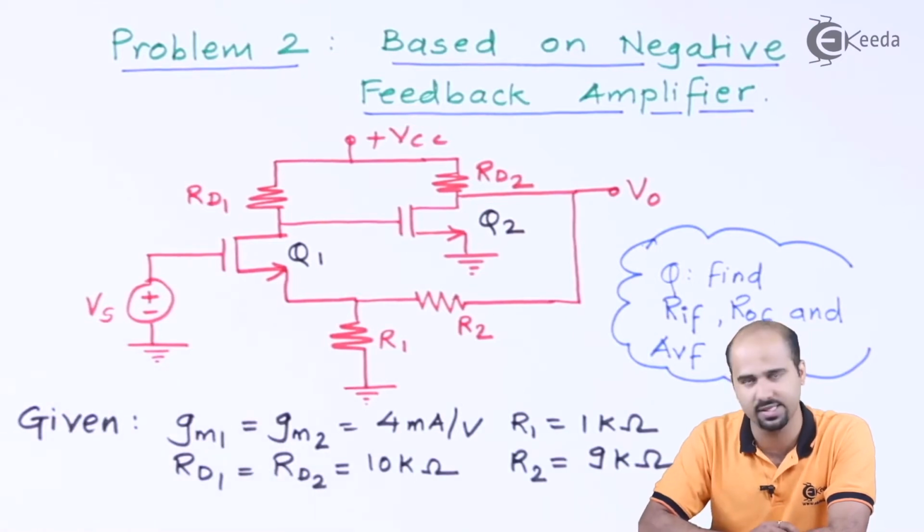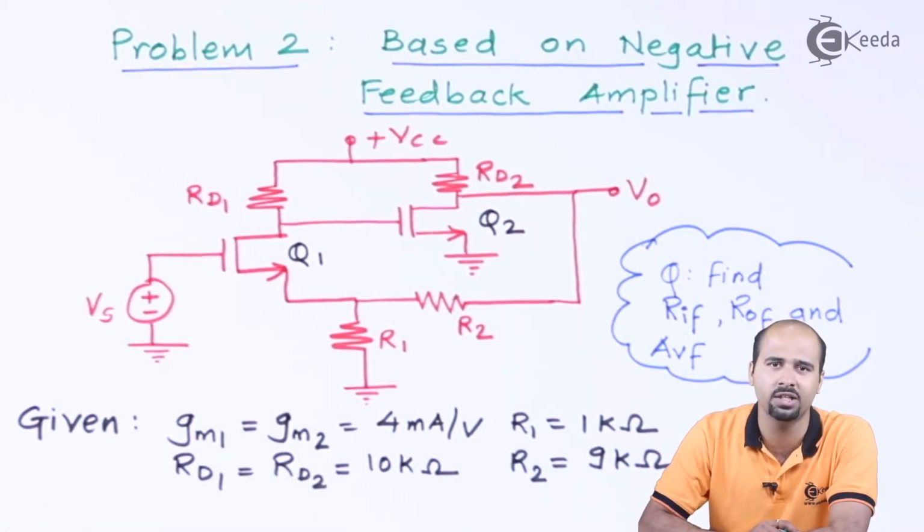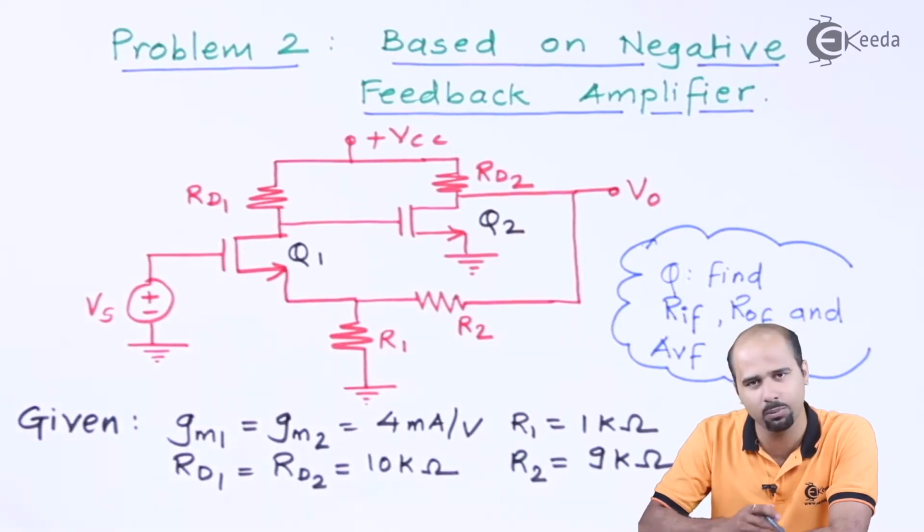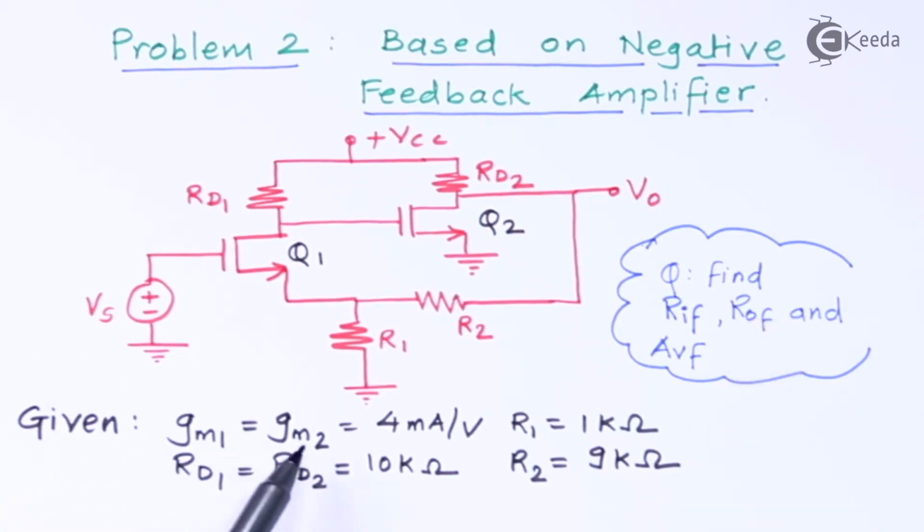So now we have to start with finding the topology of the negative feedback amplifier. First of all, we have to learn the values which are given and the values we have to find, and then we will move further to the solution of this numerical. Given quantities: Gm1 and Gm2, the transconductance of the transistors, are 4 milliampere per volt. RD1 and RD2 have the same value, 10 kilo ohm. R1 has a value of 1 kilo ohm and R2 has a value of 9 kilo ohm.